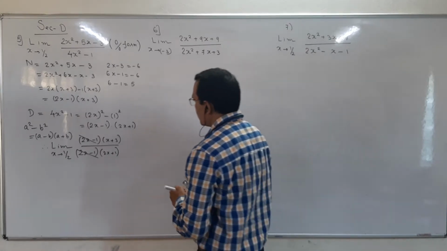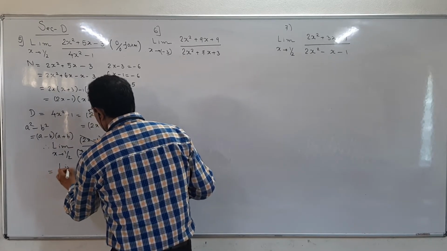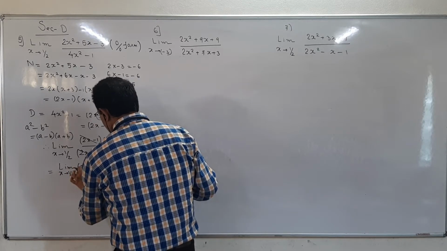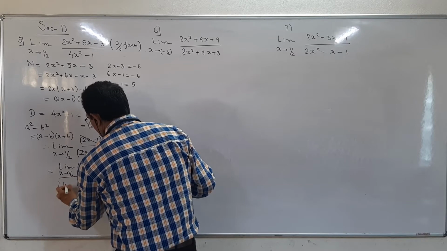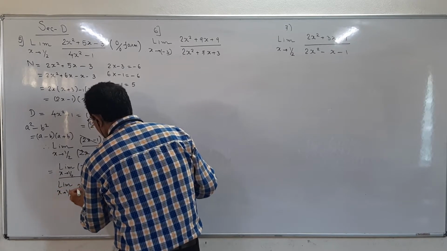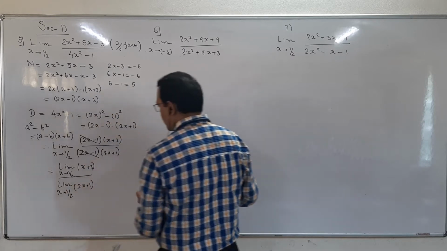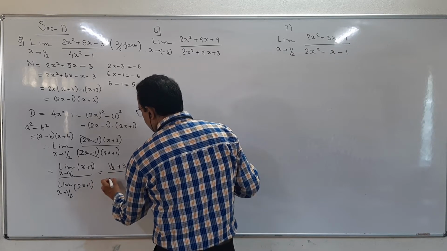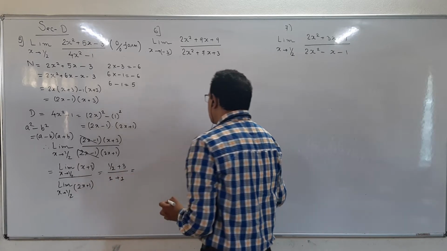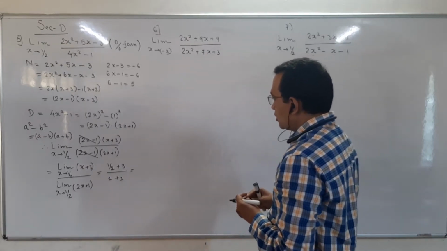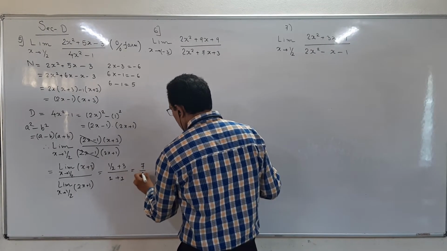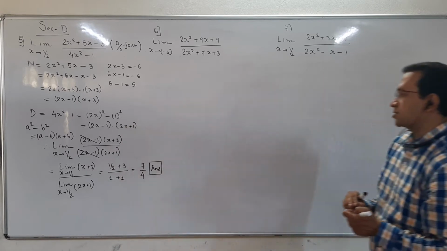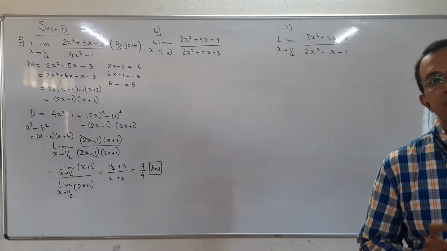Now, wherever there is x, for one more step according to division working rule, this is limit of f upon limit of g. Now wherever there is x, we write 1 by 2. So this is 1 by 2 plus 2x will be 1 plus 1. 1 by 2 plus 3 is 7 by 2 upon 2. So the answer is 7 by 4. That's all, students.